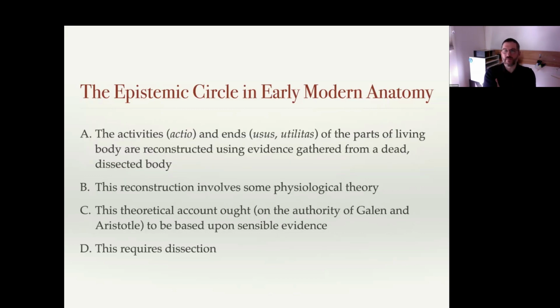So to flesh out what this epistemic circle is, you have this desire to account for the activities and the ends of the parts of a living body. And that has to be reconstructed using evidence gathered from a dead, dissected body. But this reconstruction itself involves some physiological theory, some assumptions. And this theoretical account, on the authority of Galen and Aristotle, should be based on sensible evidence. And this sensible evidence involves some dissection. So how do you break this epistemic circle?